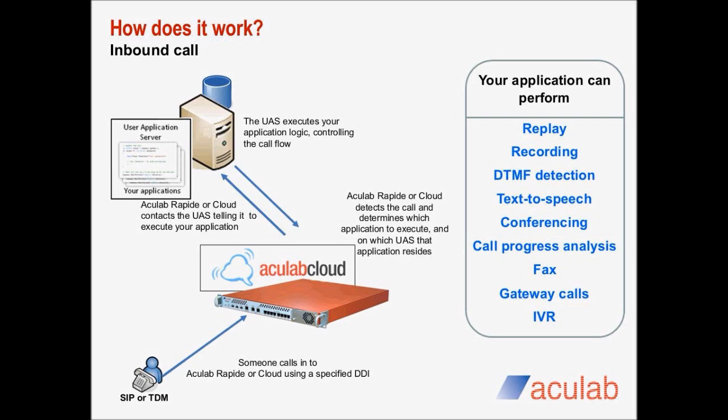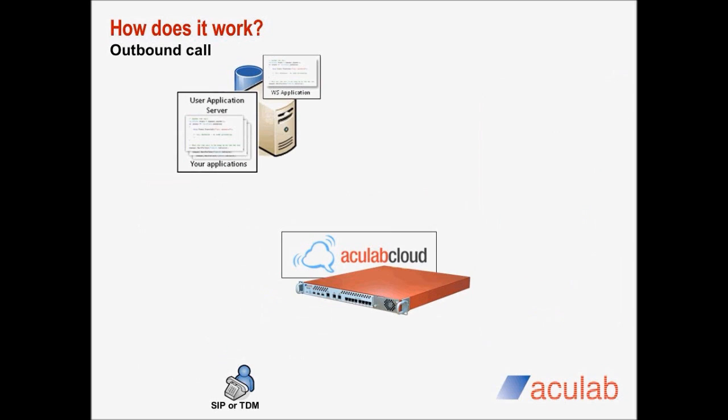An outbound call works slightly differently, in the fact that there is nothing telling the box or telling Cloud which application needs to run. So you need to initiate it from your end. There's no call hit in the box. For that, we have web service APIs, and you would use one of the web service APIs to tell either Cloud or Rapid to make an outbound call.